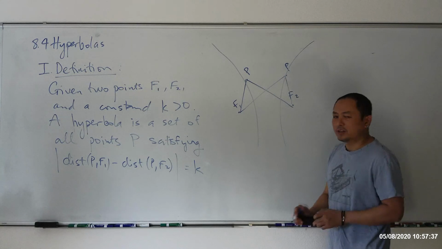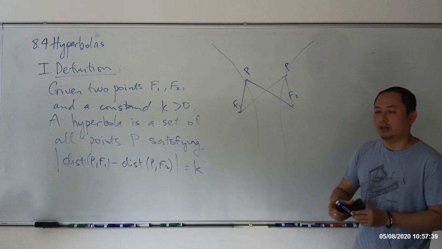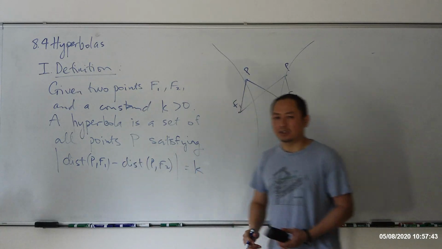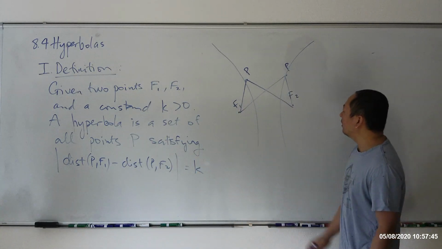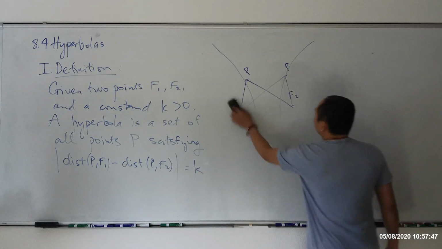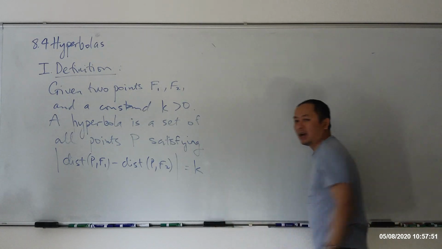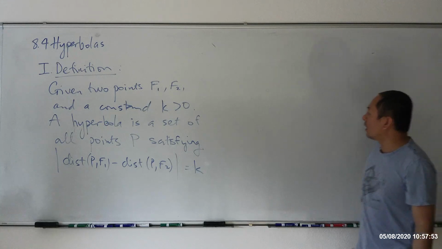And so, very similar to the way we define ellipse. For ellipse, we don't subtract. We add the 2 distances equal to a constant. Now, we do a subtraction. Okay? So, let me go over some basic properties of hyperbola, then we're going to talk about the equation.